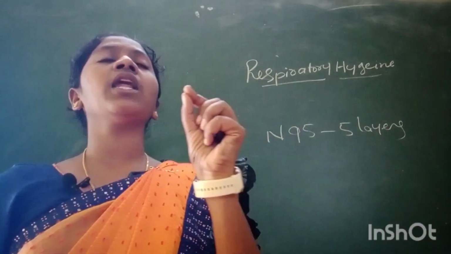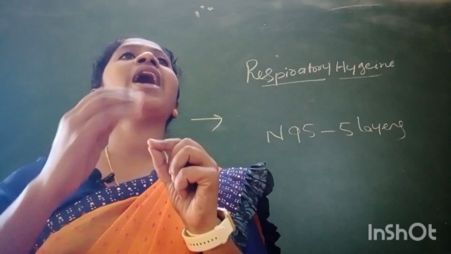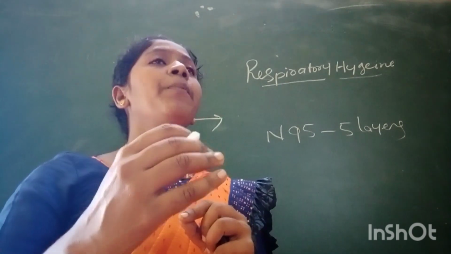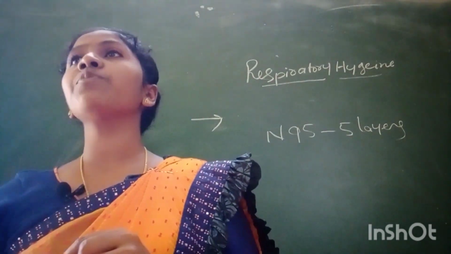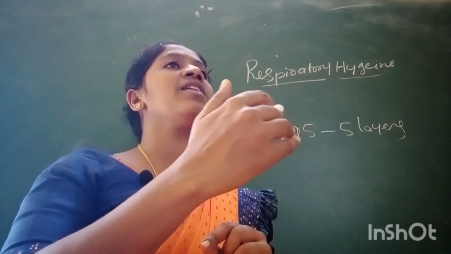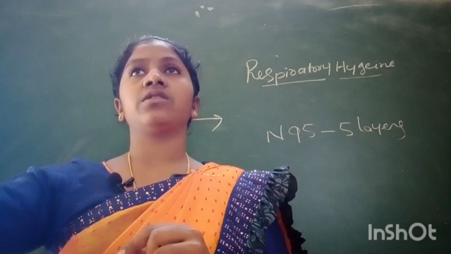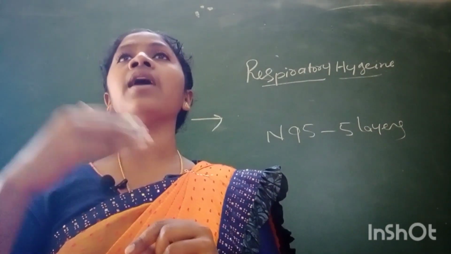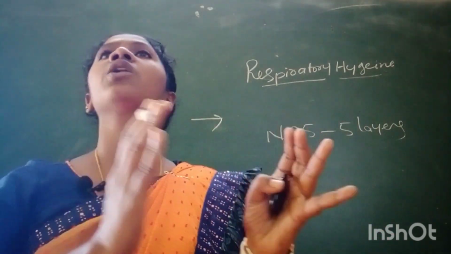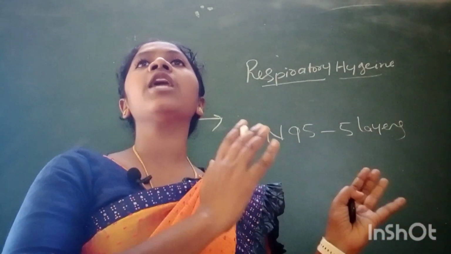Patients suffering from respiratory infections will have to be isolated. What do we mean by isolate? Keep the patient in a separate room to prevent the spread of microorganisms to other patients or healthcare givers. And we should maintain positive pressure in the room of a TB patient.